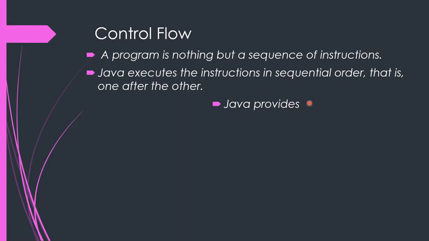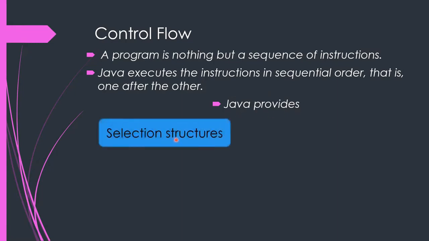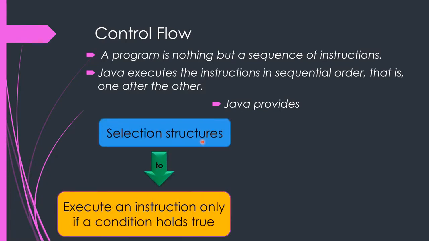Now Java provides two things. First is selection structures. For what purpose are they used? Basically, they are used to execute an instruction only if a condition holds true. Whenever we want that if a condition is satisfied, then the instruction or the program should be executed, for this purpose we will be using the selection structures provided by Java.